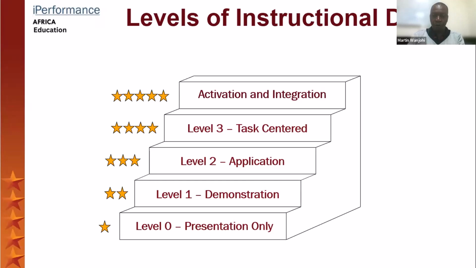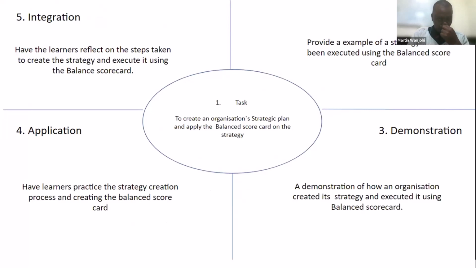Now, just to demonstrate something I was working on. In this course, the idea was to have the learners be able to create an organization strategic plan and apply the balanced scorecard on the organization strategy. For the activation, I'd provide an example of a strategy that has been executed using the balanced scorecard. For demonstration, I'll do a demonstration of how an organization created its strategy and executed it using the balanced scorecard. Then for the application, I'd have learners practice the strategy creation process and creating the balanced scorecard. And for the integration, I'd have the learners reflect on the steps taken to create the strategy and execute it using the balanced scorecard.